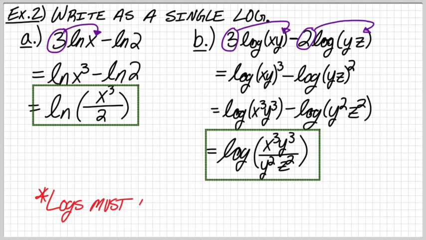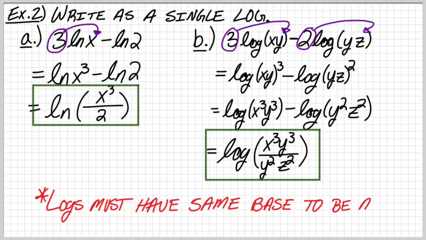And then the one note I do want to add, if you're going to combine logs together, they must have the same base. So they must have the same base to be able to combine. And the other move that we've already talked about is you've got to get rid of those coefficients first. Throw those back up on top of the exponent before you can start combining things into a single log.